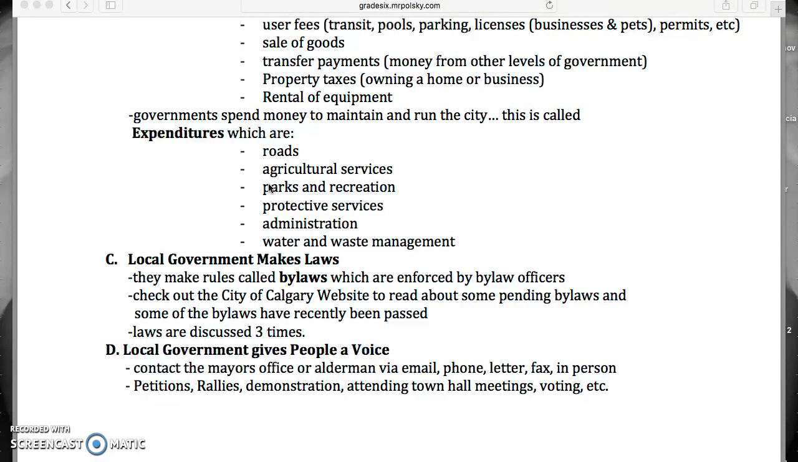Agricultural services, parks and recreation, so places like Terwilliger or outdoor parks, those all cost money. Protective services, administration. So just paying people to work for the government, and water and waste management. And some of you were with me in grade 4.